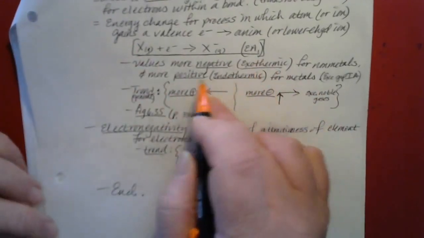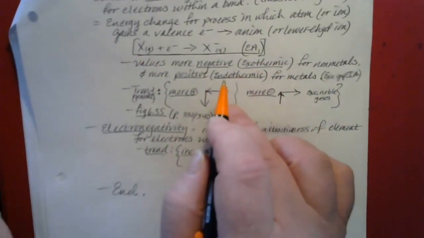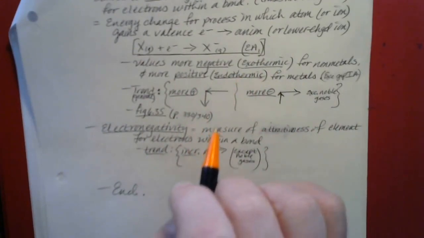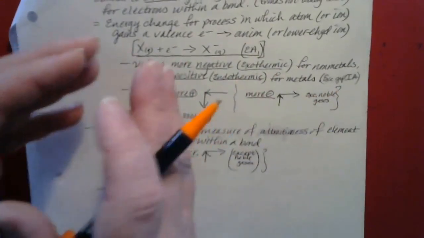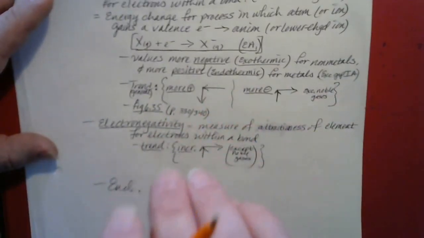That is, you have to put energy in to make it happen, and that would be associated with the metals because metals don't want to gain electrons; they want to lose electrons. So it makes sense that you'd have to put energy in to get a metal to accept another electron.